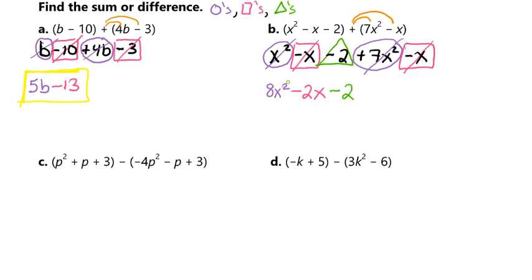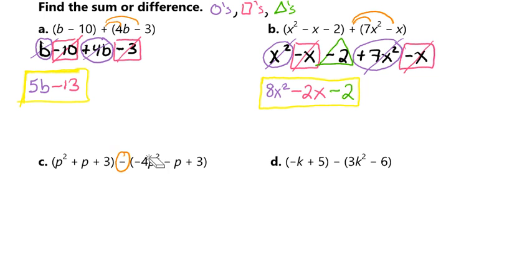And we have our biggest degree of 2, and then a degree of 1, and then our constant, which means it's in standard form. And so we're finished. Now as we move to letter C, we've got p squared plus p plus 3 minus the quantity negative 4p squared minus p plus 3. So you'll notice that this time we have a difference. We have a minus sign there.